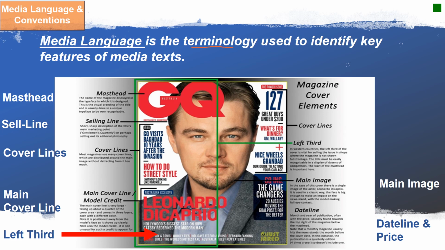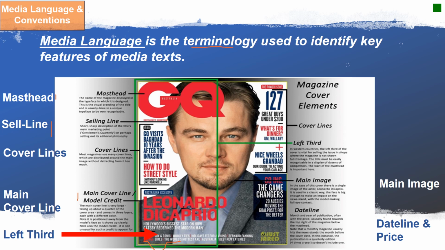And of course we have things like the masthead, the sell line, or we can call that the tagline as well. We can see it here. Cover lines, all magazines have cover lines. There's usually a main cover line relating to the main story. We can think about things like the left third, so more important features and articles go in what we call the left third, which is the left-hand side of the magazine as we look at it.